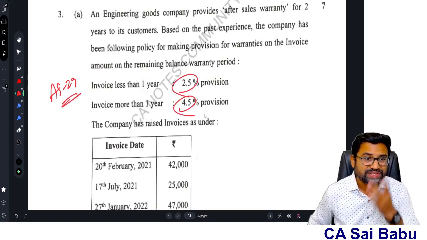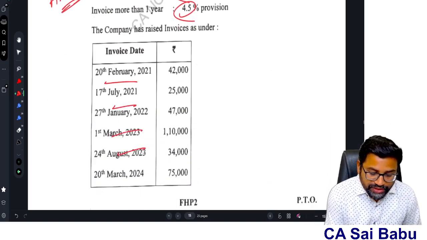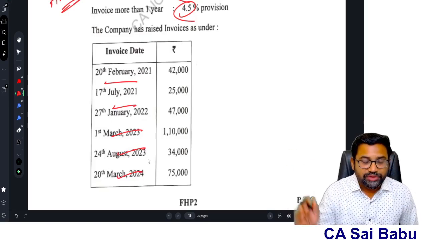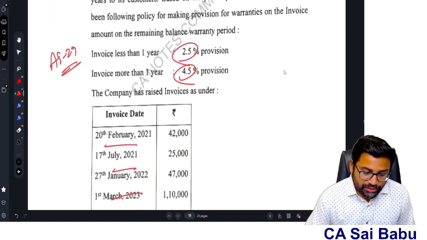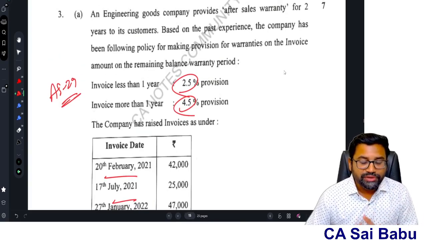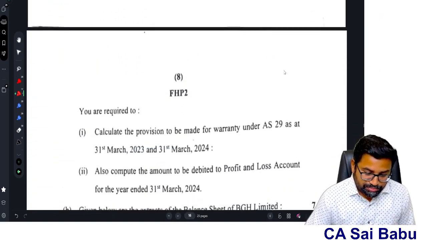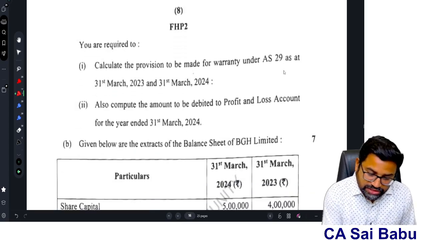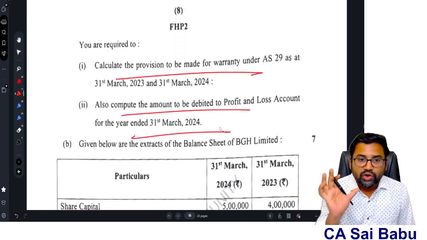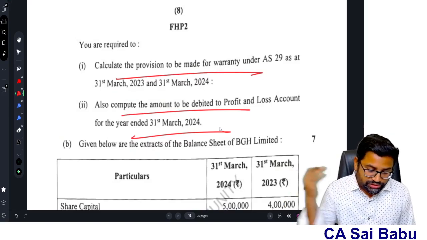2.5%, 4.5%. So they have given you different due dates. Which one has crossed the due date? Based on that, you need to find the remaining period. What is the remaining period of warranty? Based on that, you need to create the provision, sir. This question you can also find in AS 29. So very simple, straightforward question, sir. Those who solved the AS 29 study material or previous exam questions can answer this question quite simply.